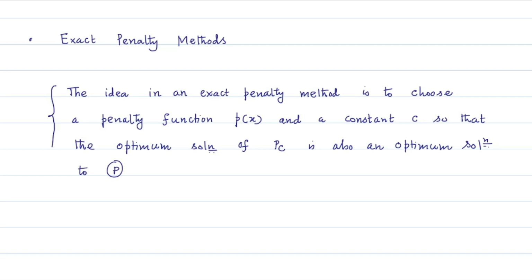Therefore, if you somehow have figured out such a penalty function P and a constant c, then you just have to solve the unconstrained problem P_c with that value of c and P(x). Let us denote those as c bar and P bar, and accordingly P_c bar. You just find a solution of this P_c bar, and then in the exact penalty methods, the solution to P_c bar is also an optimum solution to P.